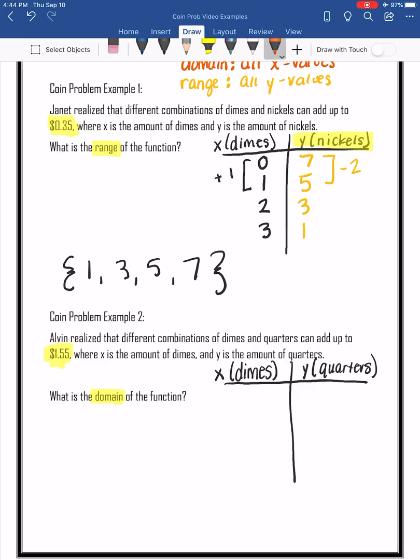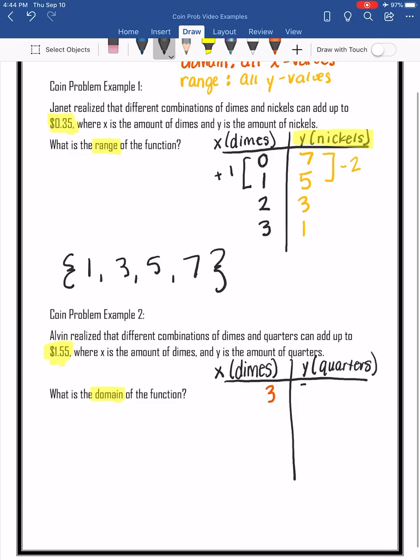Okay, the next best option for us, let's see about 3 dimes. 3 dimes is 30 cents. So if I have 30 cents and I want to get to $1.55, I now need $1.25. So $1.25, that's 5 quarters. Okay, let's keep going.